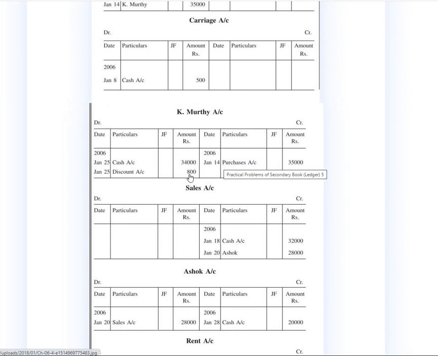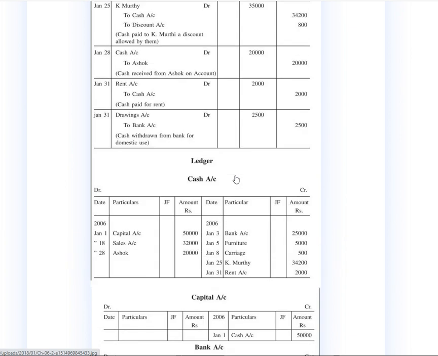There is no need of creating a discount account here. It is just that we have to show 34,200 plus 800, so the total is 35,000. We don't have anything left to be paid to K Murthy now. That is what we have to specify here in K Murthy's account.